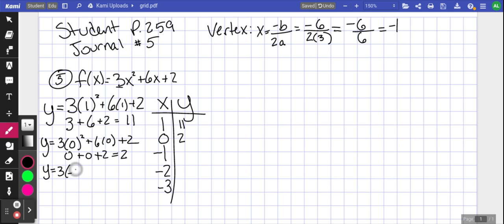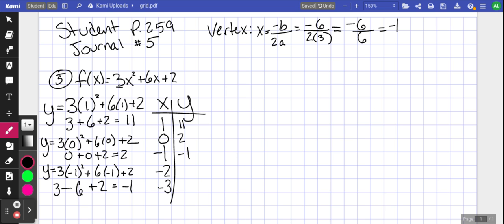Okay, so 3 times -1 squared plus 6 times -1 plus 2. When you're plugging in a negative number, you've always got to be super careful with your sign. When we square that -1, I end up with +1. So 3 times +1 is just 3. But 6 times -1, that sign does change. I get -6 plus 2. Okay, 3 minus 6, I get -3 plus 2, I get -1.